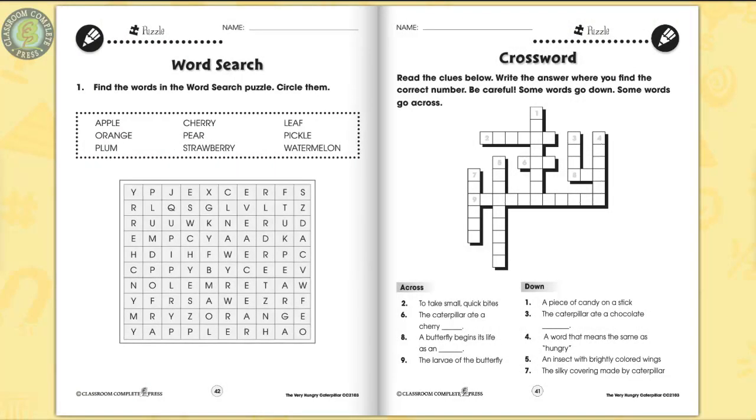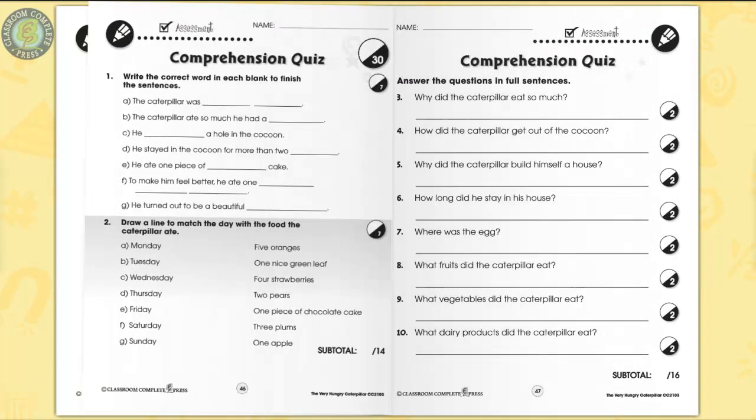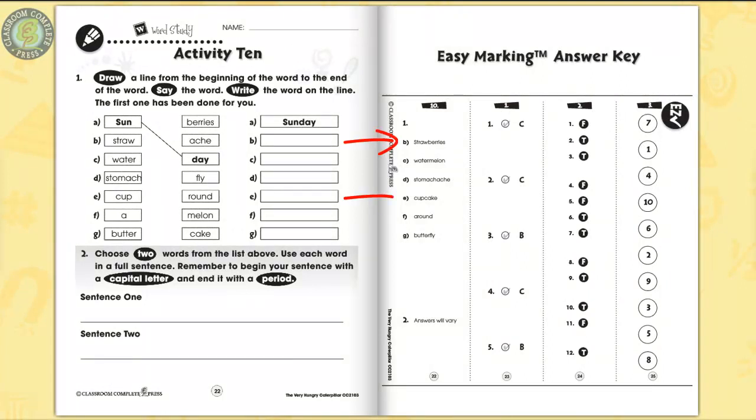A crossword and word search puzzle follow. Then, a series of vocabulary flashcards. A comprehension quiz ends the unit. The easy marking answer key works by lining up perfectly with the matching question pages.